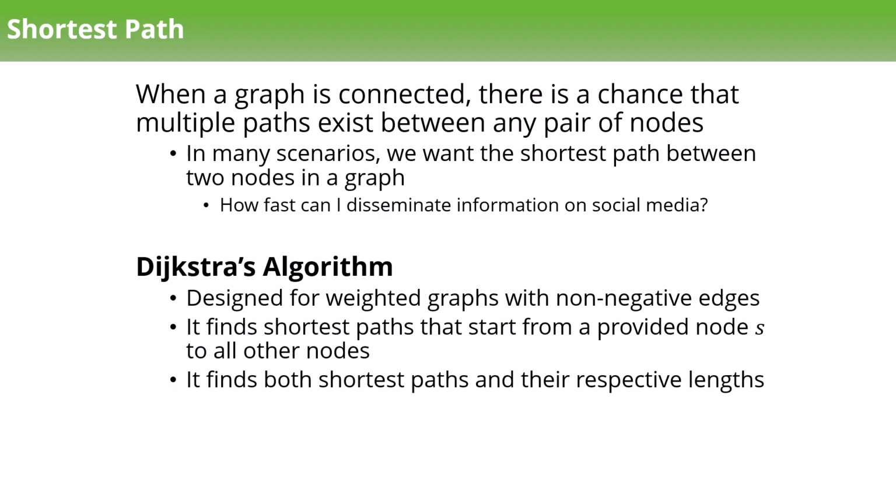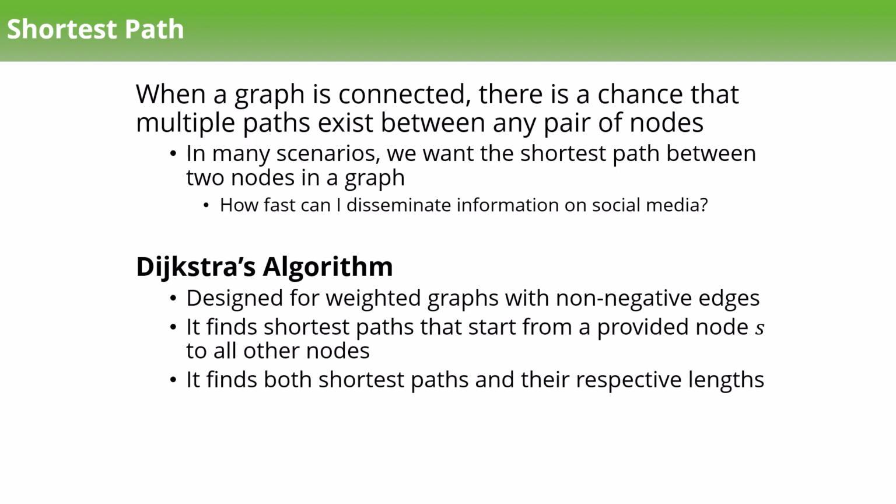Or suppose information is spreading through a social network. If a company wants to send an advertisement from one user to another, it wants the message to reach as quickly as possible. This means finding the shortest communication path. So Dijkstra's algorithm plays a major role in finding shortest paths.